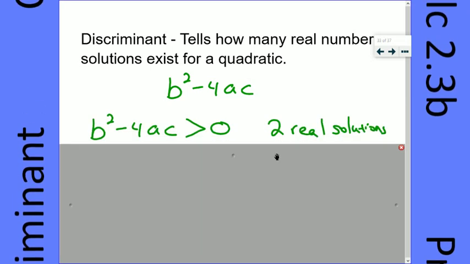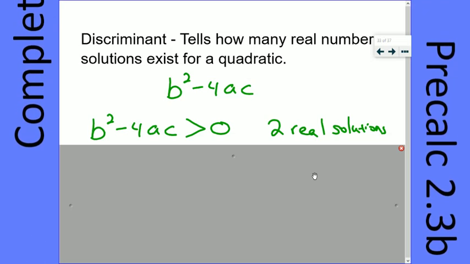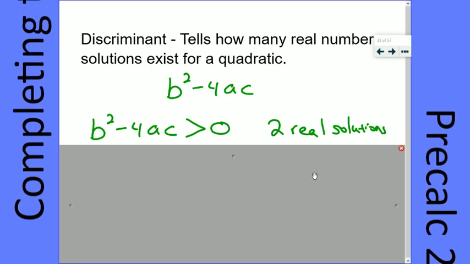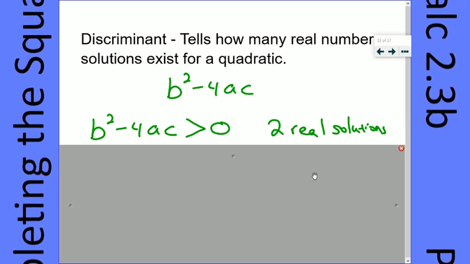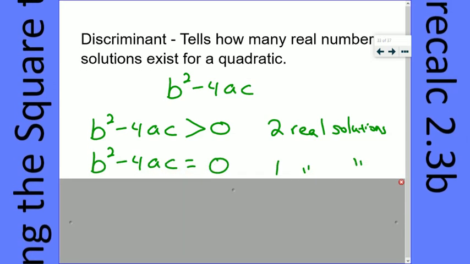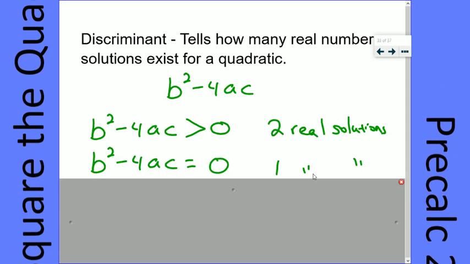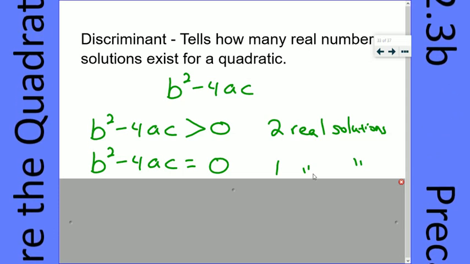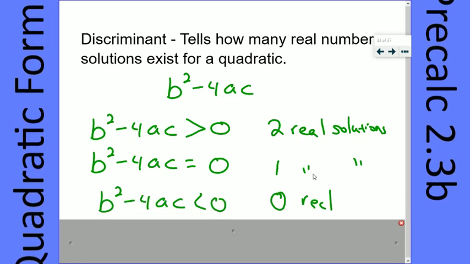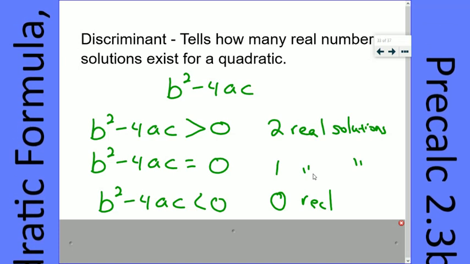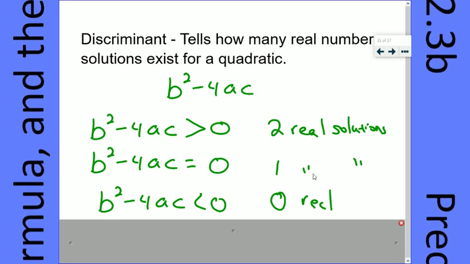All right? So, if you calculate that and you get a number that is larger than 0, you have 2 real number solutions. If you calculate that value and it ends up being exactly 0, you get 1 real number solution. If you calculate that value and you get a number that is smaller than 0, you get 0 real number solutions. You'll get 2 imaginary solutions with this. Okay? So this is your table. Go ahead and take a second to copy that down. Feel free to pause the video, but I'm just going to keep going.